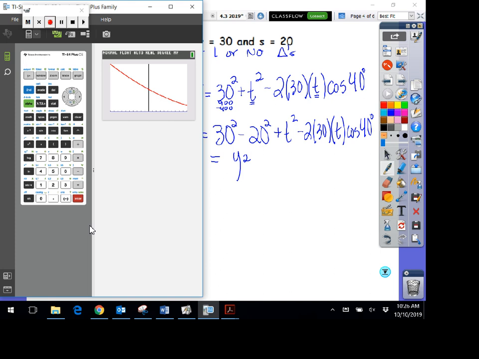Yes? Nope. You can use law of sines. You can use the quadratic formula. All kinds of different things you want to do. Okay? All right, so I need to see further to the right.